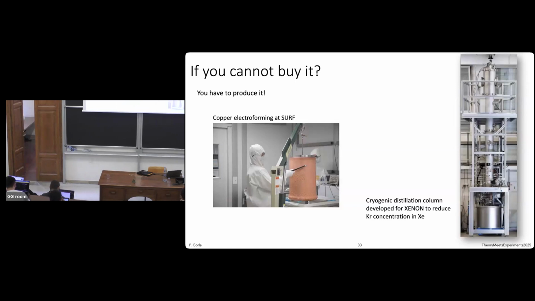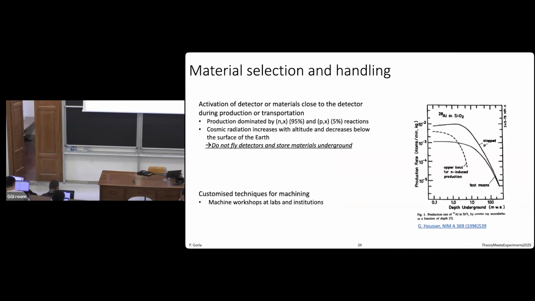And this is another new concept, electroforming copper underground, because copper is sensitive to activation, so cosmic ray activation. If you have copper exposed to above-ground production, this induces, for example, cobalt isotopes that can have gamma and beta decays that can produce background in your detectors.